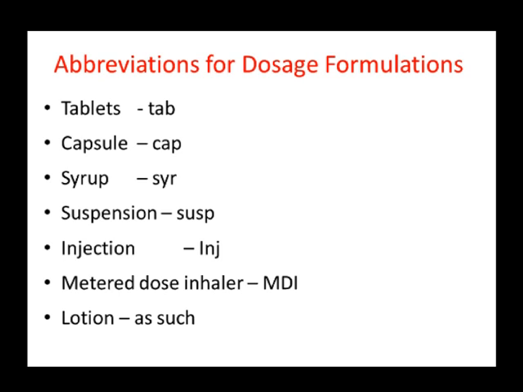But anyway, just to highlight, we can use abbreviations for these various dosage forms, and they are accepted in a prescription. For tablets, we just call it tab. For capsule, we call it cap. For syrup, SYR. If it's a suspension, then SUSP. Injection is INJ. A metered dose inhaler might be MDI. A lotion is a lotion. These are some of them. I have not added all of them, but you can use these abbreviations for the different dosage formulations when you are writing a prescription.